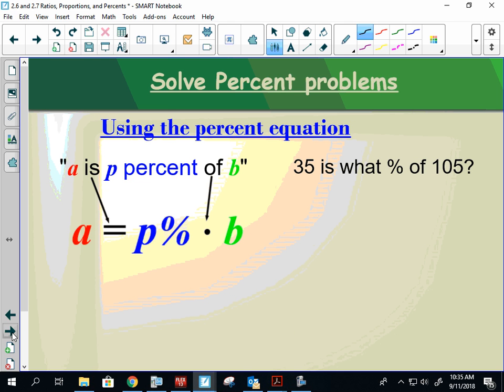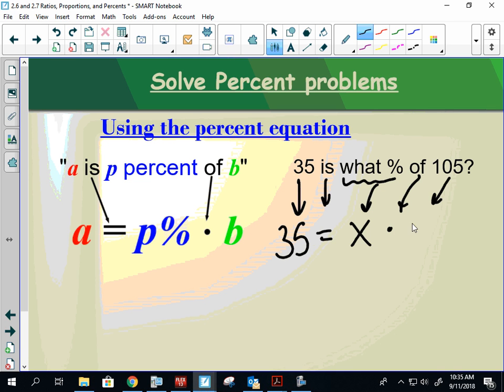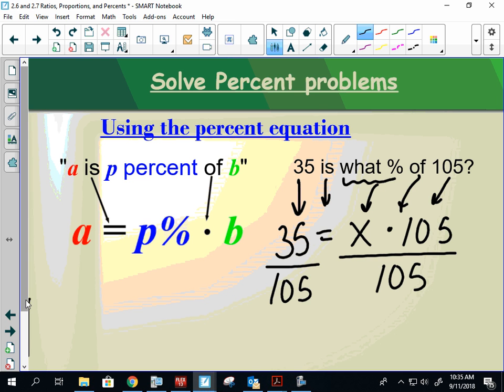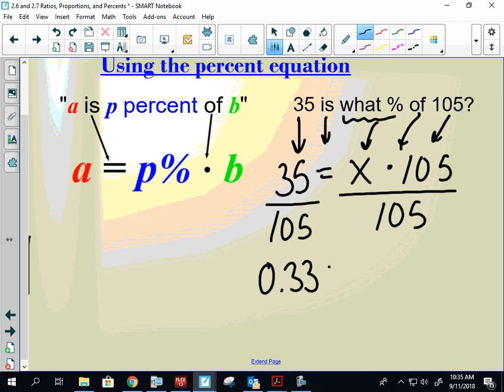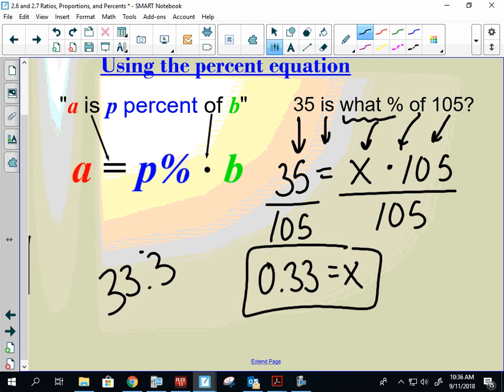Second example. 35 is what percent of 105? 35 is the number 35. Is means equals. What percent? I don't know, so I put an X. Of means times 105. How do I solve? I need to undo multiply by 105. I divide by 105, and when I do that, I'm going to get a third. 0.33 is equal to X. If I want to write it out as a percent, I would say 33.3 repeating. That is the percentage. Or you can leave it as a decimal. Okay? So you can translate to a percent or set it up as a proportion.